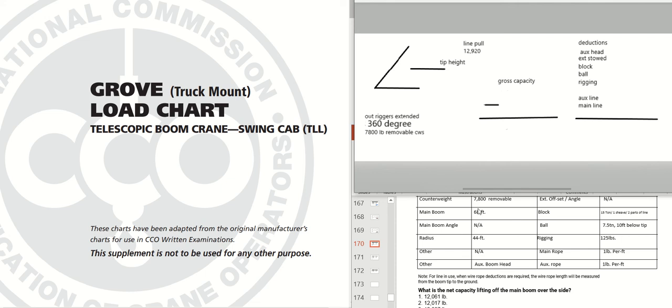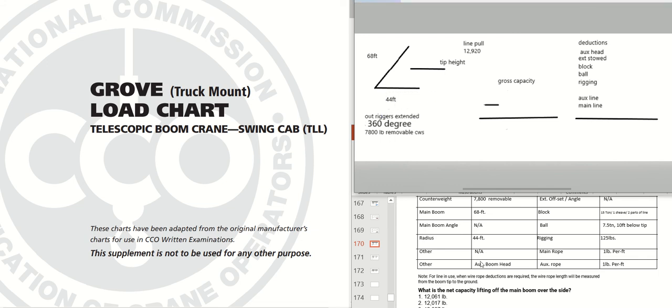We're in our main boom. So our main boom is 68. So we're going to head up here and put in 68 foot. That's our main boom. Next one's going to be our main boom angle. We don't have a main boom angle. No jib on or anything. Our radius is going to be 44 feet. So 44 foot.